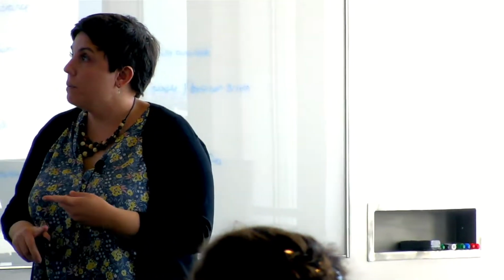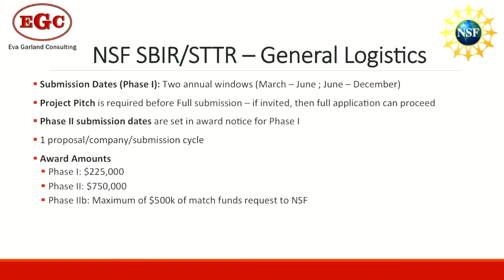Now, NSF only allows 1 proposal per company per cycle. The award amounts are fixed: $225K for the phase one, $750K for the phase two. There's a phase 2B option in NSF. It's a maximum of $500K of match funds that you can request from NSF.